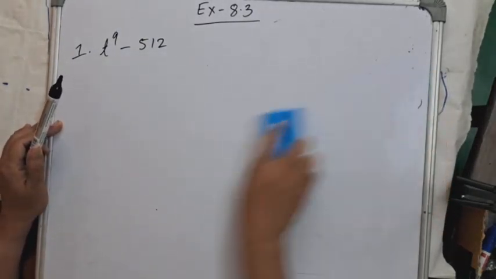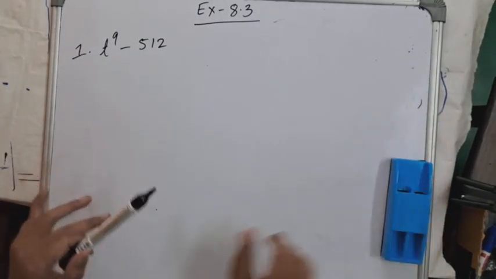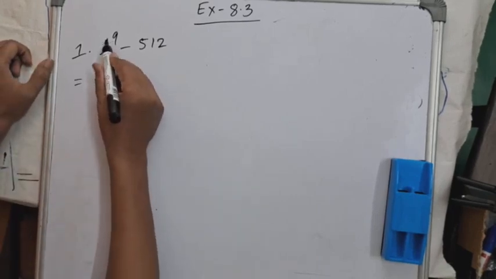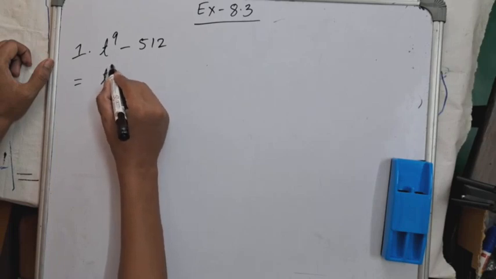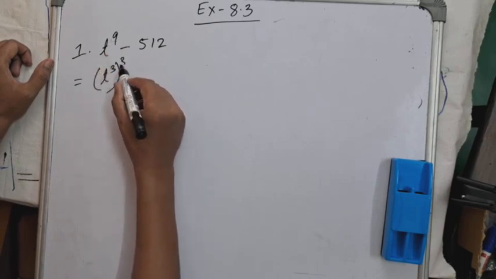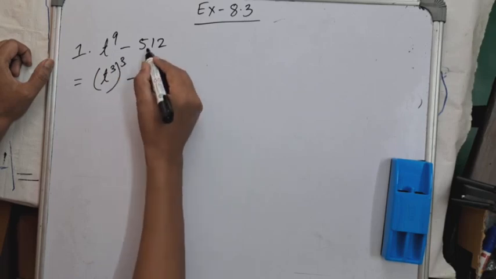Okay, let's solve question number 1. T to the power 9 minus 512. So we can write t to the power 9 as t cube whole cube, since 3 3s are 9. T cube whole cube minus this 512.